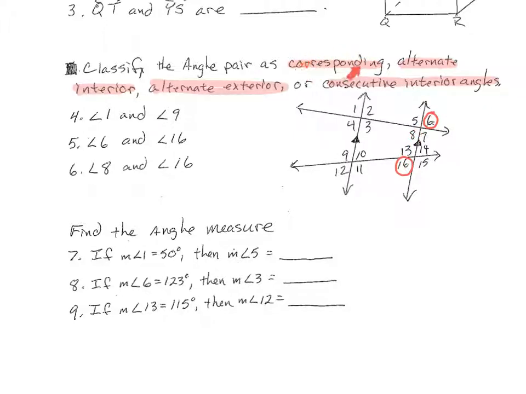Corresponding. Remember, corresponding means they're in the same location, like upper left and upper left. Alternate interior. You should know this. Same with alternate exterior. Exterior means on the outside, interior on the inside. Consecutive interior means they're interior, inside angles, but they're one right after another, right beside each other.